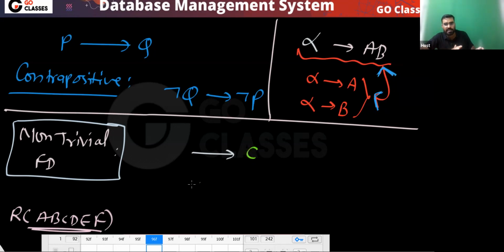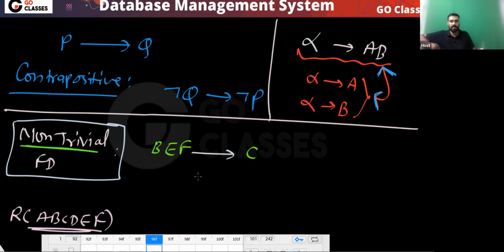Okay, for example, let me take C. Now, because this is a non-trivial FD, can C be here? C cannot be here, right? So someone is determining this. Maybe let's assume B is determining this, or let's assume BF is determining this.